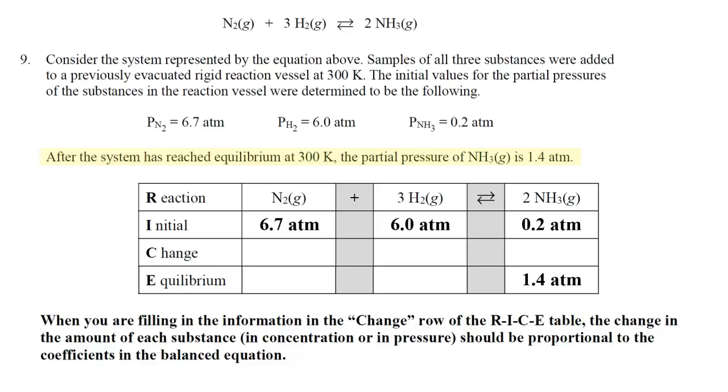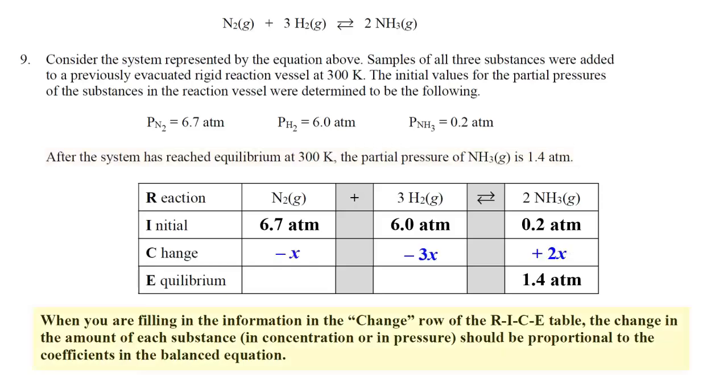Hopefully you can see that there was an increase in the partial pressure of ammonia, so that means that there must have been a net conversion from reactants to products. So what I mean by that is that the partial pressures of the nitrogen and the hydrogen must have decreased because those are the reactants, and the partial pressure of the ammonia, as we can see, must have increased from 0.2 to 1.4. Now let's just consider the words decrease and increase. The partial pressure of the nitrogen and the hydrogen, which are the reactants, would have decreased, and the partial pressure of the ammonia, which is a product, must have increased.